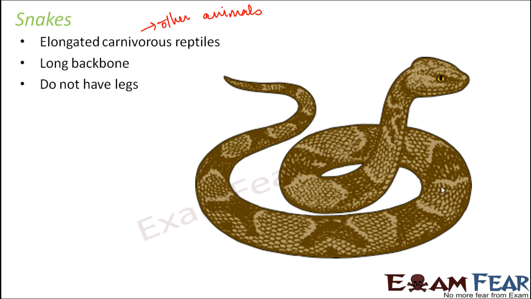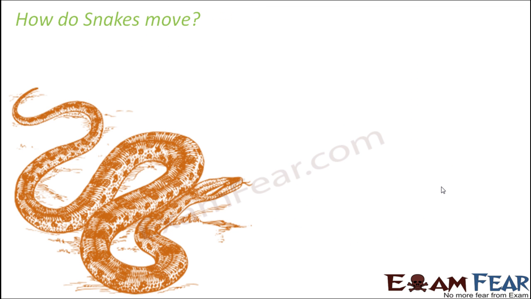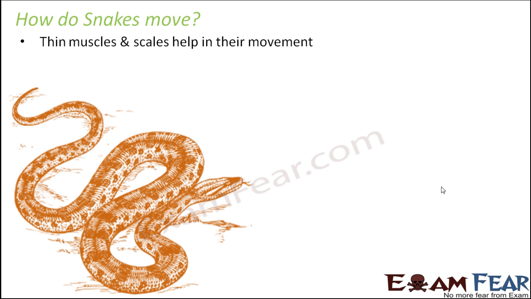However, they do not have legs, so as such they cannot walk or run, but their muscles help in their movement. So let's see how exactly they move. They have thin muscles and scales which help in their movement, and these muscles are present throughout their body. The snakes move very fast, and they never move in a straight line. You would have always seen snakes moving like this. So what they do is they press the ground with one part of their body and move forward. Again they press the ground with the second part of their body and move forward. So that's how they keep moving.